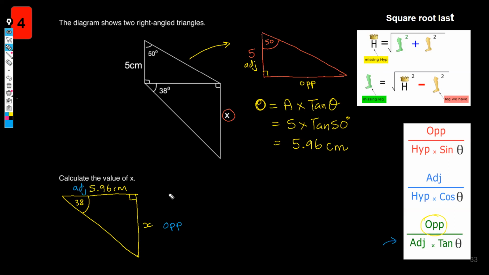So we're using the same formula. Opposite is adjacent multiplied by tan theta. The adjacent this time is 5.96 and theta is 38 this time. So 5.96 multiplied by tan 38 is 4.66 centimeters. The final answer is 4.66 centimeters.